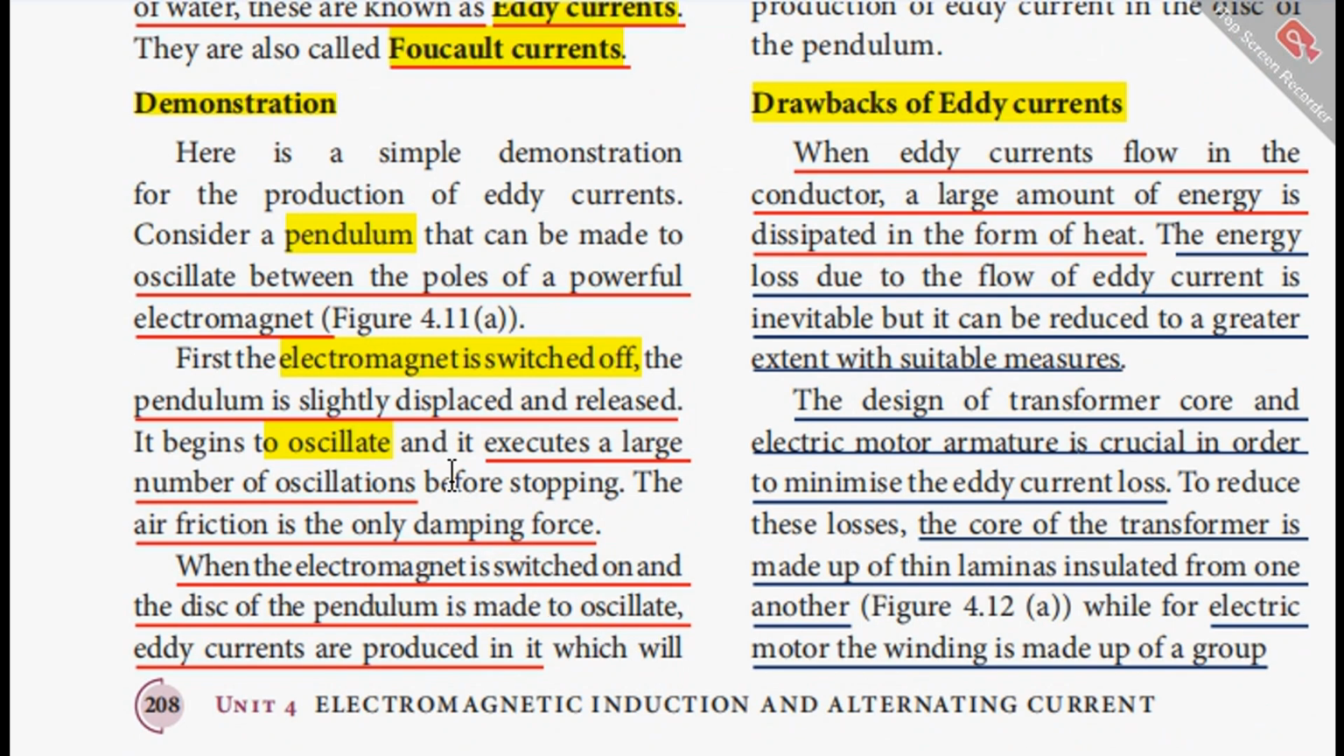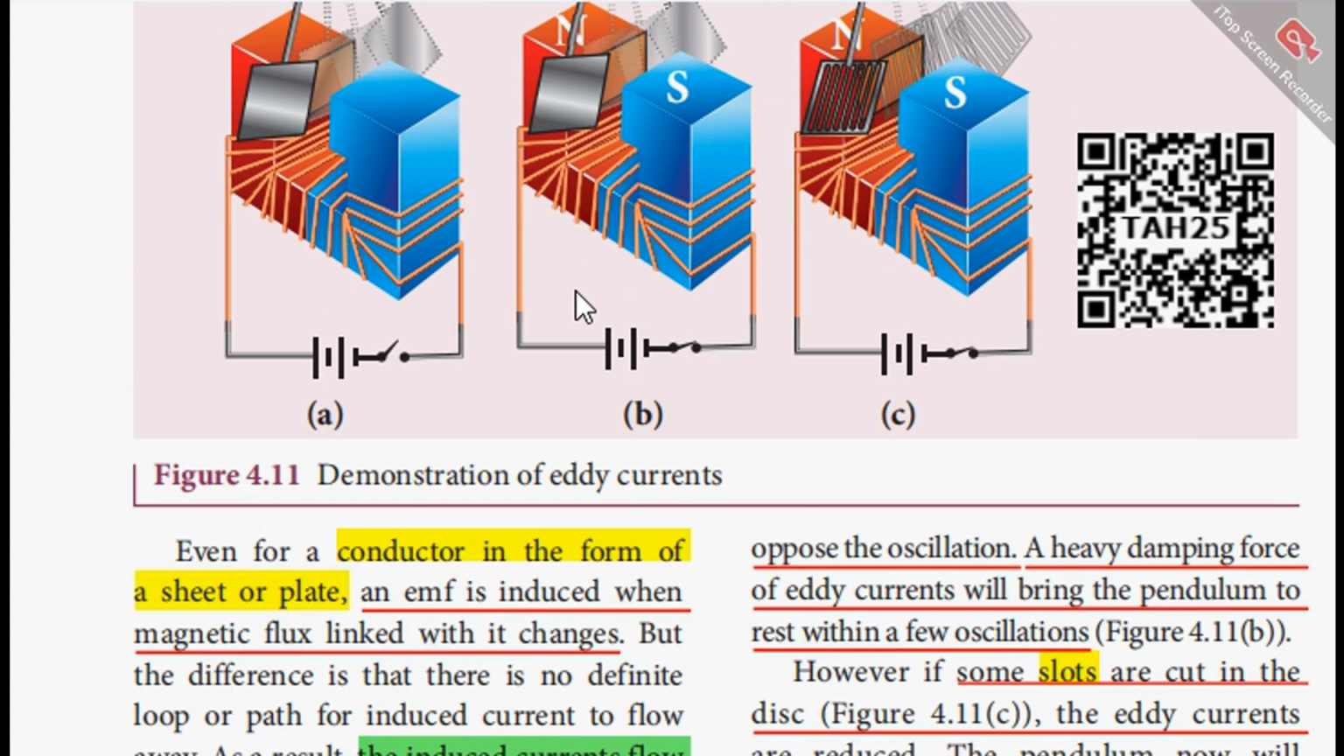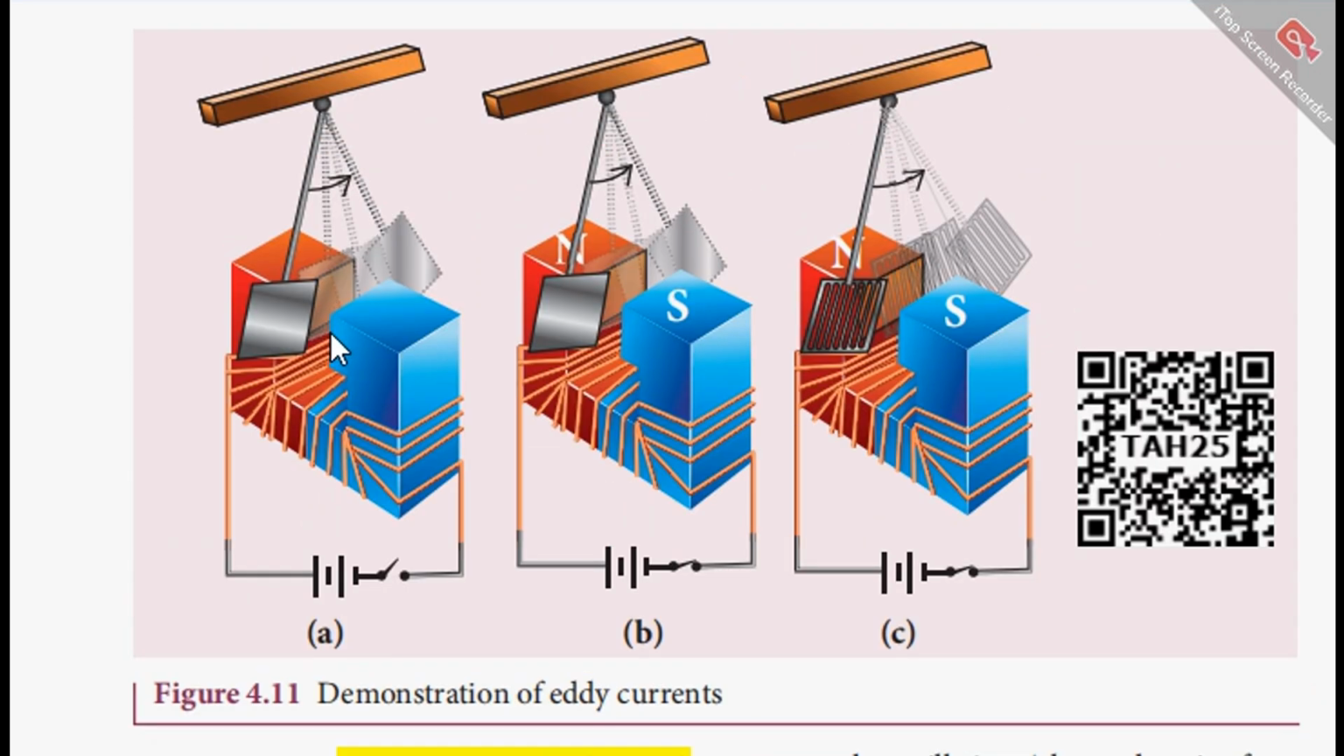Now we will see how these eddy currents are produced by this demonstration. Here there is a simple demonstration for the production of eddy currents. For that, let us consider a pendulum that can be made to oscillate between the poles of a powerful electromagnet as shown in this figure 4.11a. So this is a pendulum which is made to oscillate between the pole pieces of this magnet. This is north pole and south pole, and this pendulum is oscillating between the poles.